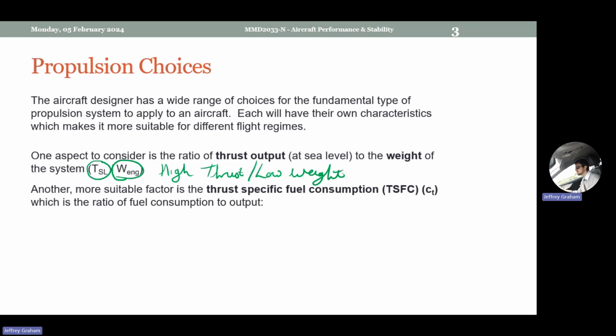Generally, the most common way that you see is something called the thrust-specific fuel consumption. So this is often given the letter CT. You can see it says it's the ratio of fuel consumption to output. So CT, we've got thrust on the bottom, so how much thrust is our engine producing? And on top, if you look carefully, there's little dots that indicate it's a rate of flow, and this is the fuel. So you are accounting for how much fuel is passing through the engine every second for the amount of thrust being produced.